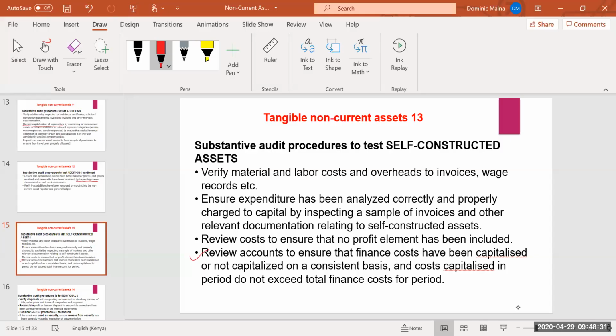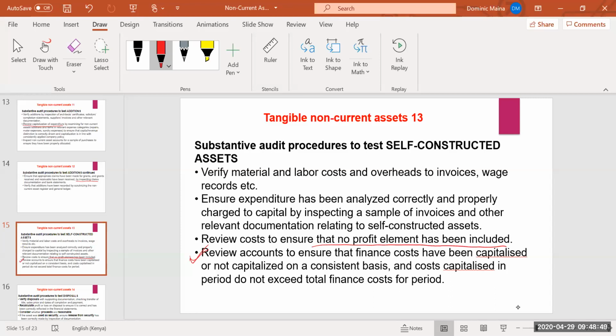Okay, so let me discuss this particular point on the disposal, on the finance cost. And also in point number 3 here, review the cost to ensure that no profit element has been included in that particular value.